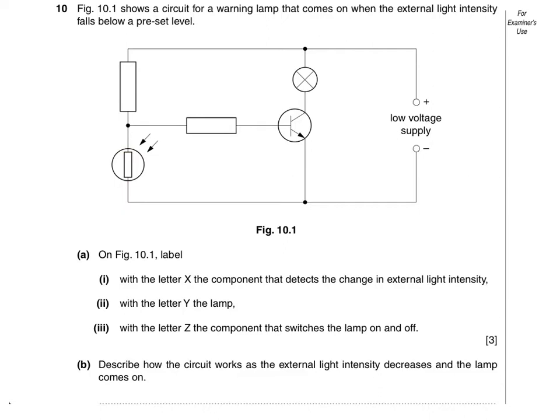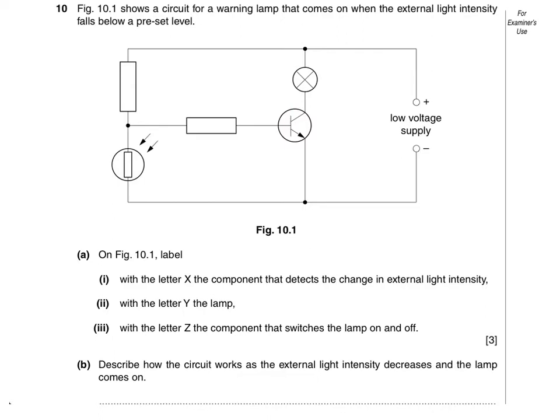Letter Y, the lamp, everybody should get that, it's this thing. And finally, the letter Z, which is the component that switches the lamp on and off, it's kind of the logic part of the circuit, is this bit here. And if you remember, that thing is called a transistor. So those are 3 marks there, and then the next question here, Part B, is another 3-mark question.